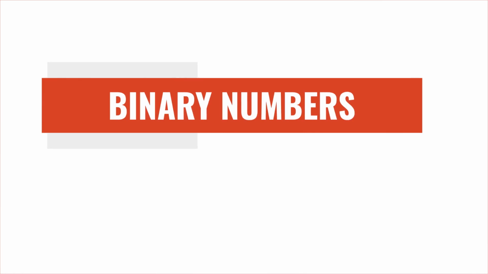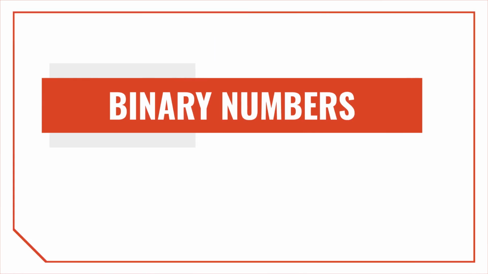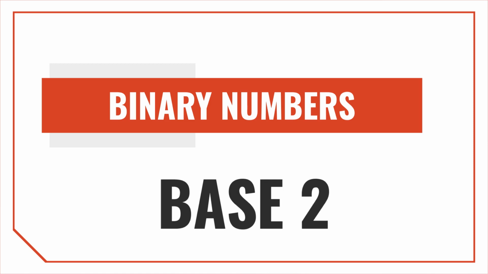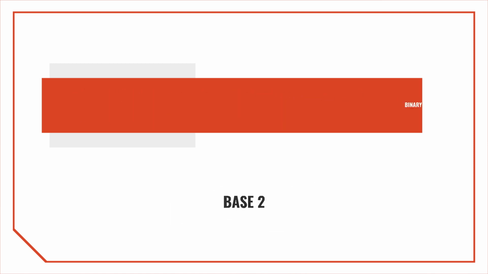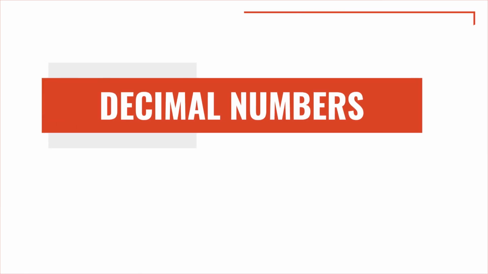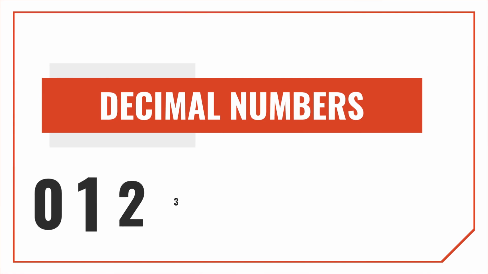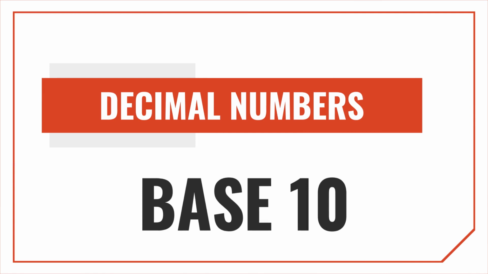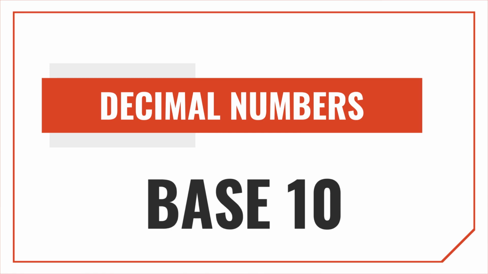Before we begin, let's talk about what binary and decimal numbers are and how they're different. A binary number is made up of two digits, 1 and 0, continuing in any length. Since there are only two digits, it's referred to as a base 2 number system. On the other hand, a decimal number is made up of 10 digits, 0 through 9. Since there are 10 digits, we call it a base 10 number system. The same number can be represented as either binary or decimal.